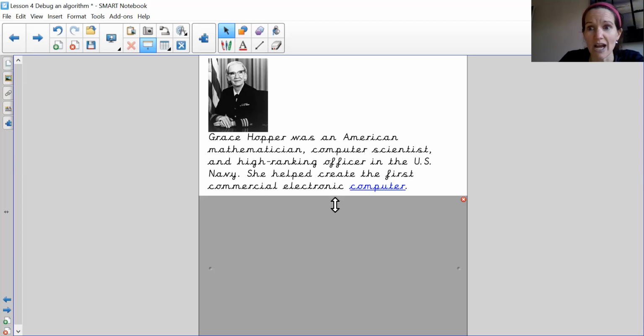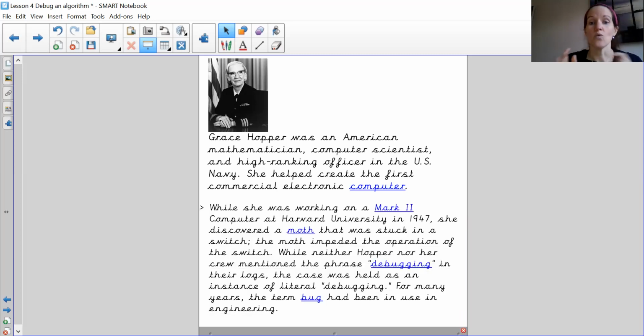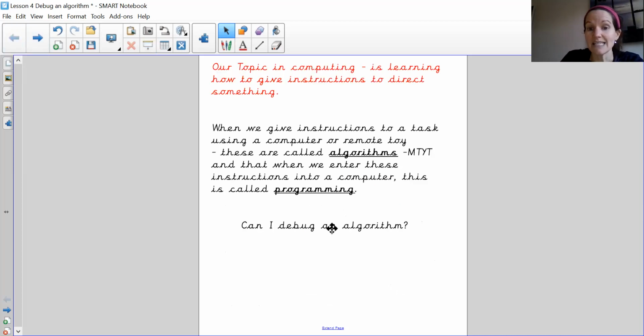Now, our objective is to try and debug an algorithm. What does that mean? Well, it comes from Grace Hopper. When she was working on the Mark II computer at Harvard University in 1947, she discovered a moth, kind of like a butterfly, stuck in the switch. Every time they tried to go through the program, the moth was stuck in the computer and it wouldn't work. Neither Grace Hopper nor her crew mentioned the phrase debugging in all their logs, but for many years, the term bug has been used in engineering. So we might say, oh, I've got a bug in my program, which means something isn't quite working. So our learning objective is, can I debug an algorithm?